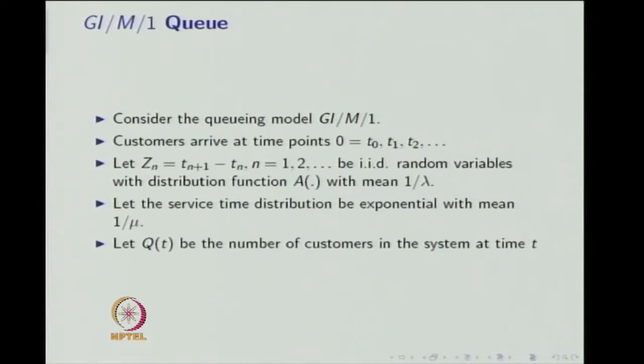Let the service time distribution be exponential with the mean 1 by mu. Let Q(t) be the number of customers in the system at time t. So Q(t) for t greater than or equal to 0 is a stochastic process. Since Q(t) is the number of customers in the system at any time t, the corresponding stochastic process is a discrete state continuous time stochastic process. So the underlying stochastic process in the GI/M/1 queue is Q(t), t greater than or equal to 0.